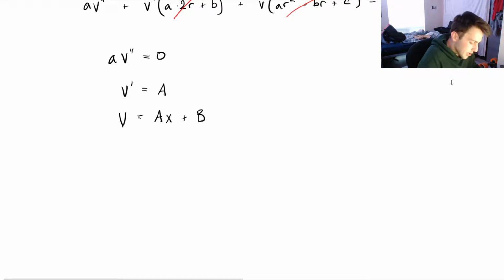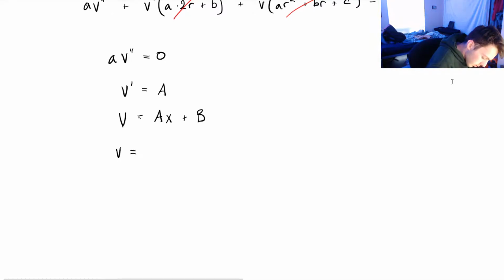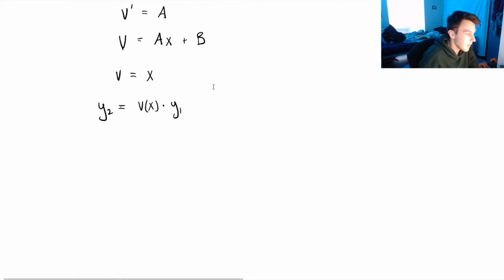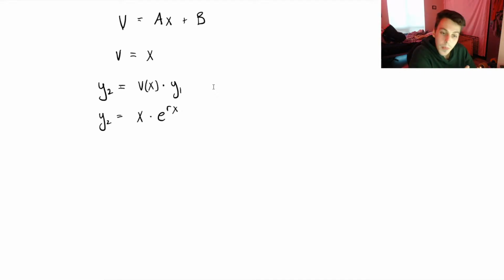And what we can actually do here is drop the a and the b because we're taking the linear combination of the solutions in this next step. That'll make sense in just a little bit. So if we got v is equal to x, right, then this means that y2 would be equal to, and remember we said that y2 is v of x times y1, right? So y2 is equal to x times e to the r x. Great. So now, in this super easy simplified form, we're going to be taking the linear combination of our two solutions, and that's why it's okay to just drop these a and b, right?